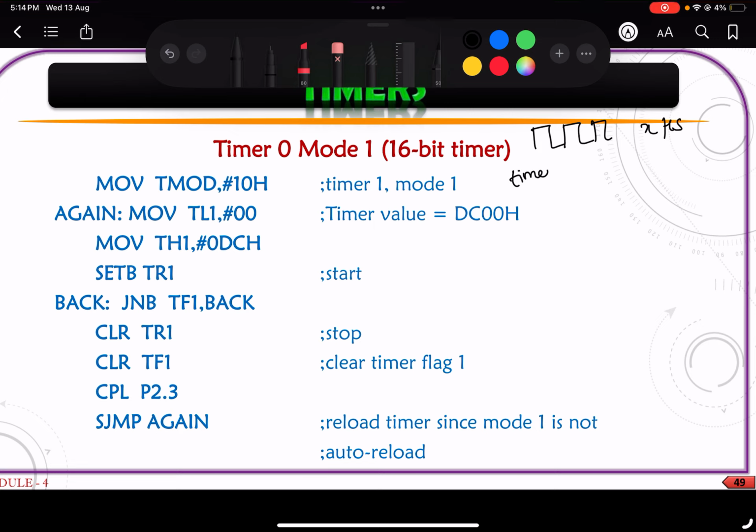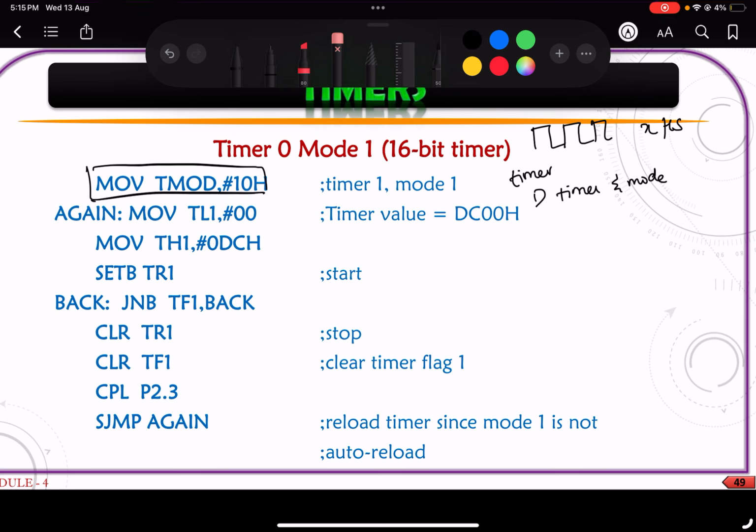First things first, I need to choose the timer I'm using and in what mode I'm using it, because I have two options, right? Timer 0 or timer 1. So what will be my first step? Defining the timer I want to use and the mode I want to use it in. That's why your first step is always going to be MOV TMOD, whatever value you want.